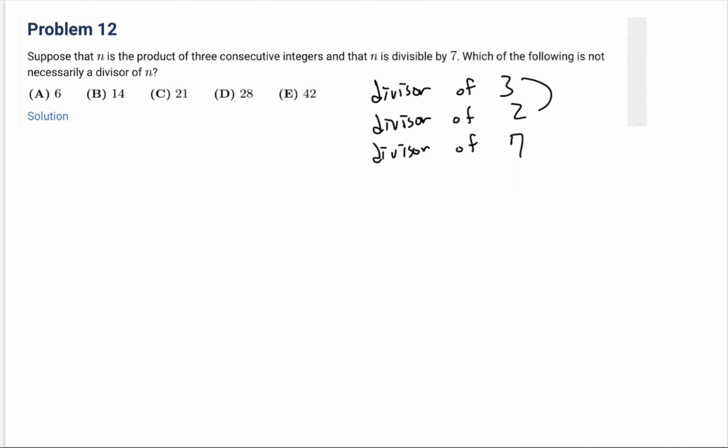So 6 is made by 3 and 2, 14 is made by 2 and 7, 21 is made by 3 and 7, 42 is made by all of these, but 28 is made of 7 times 4, and it doesn't have the second 2 to make the 28, so it's D.